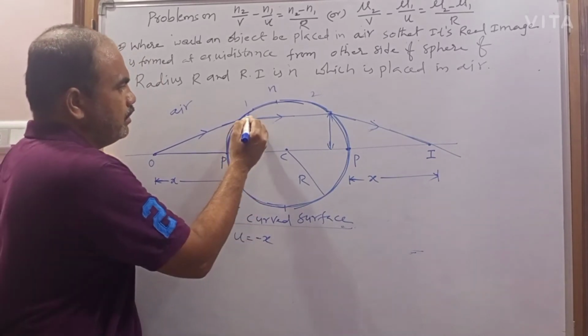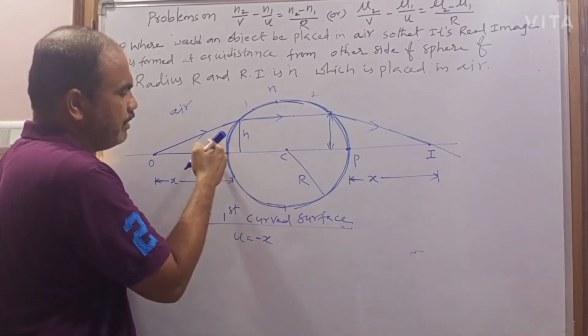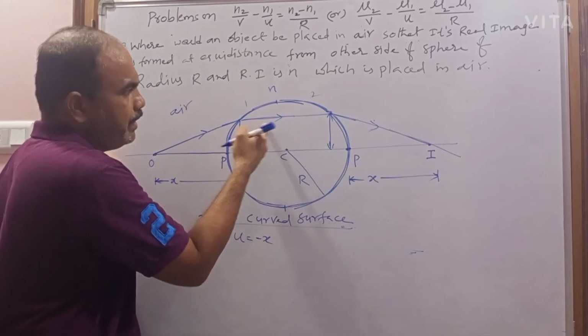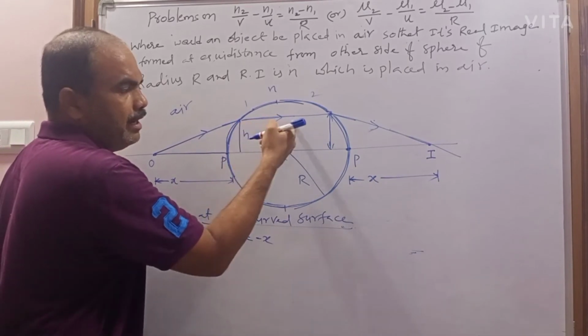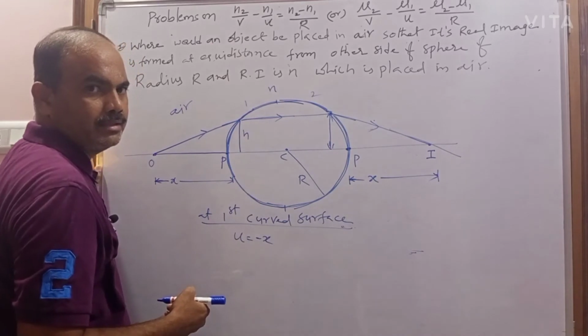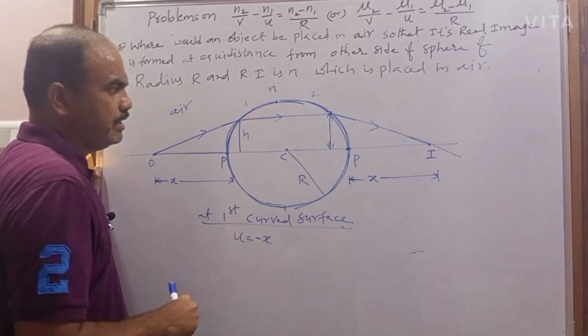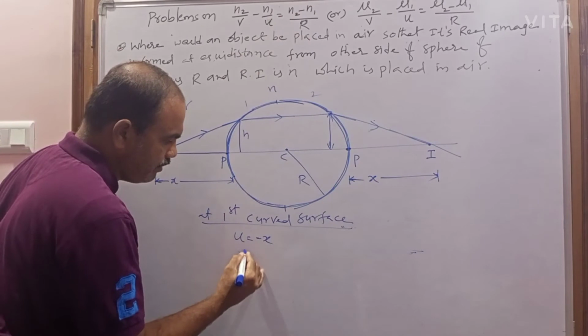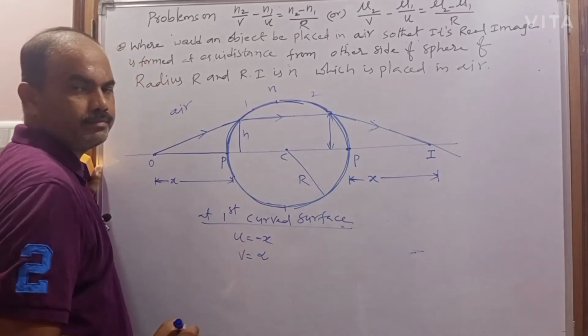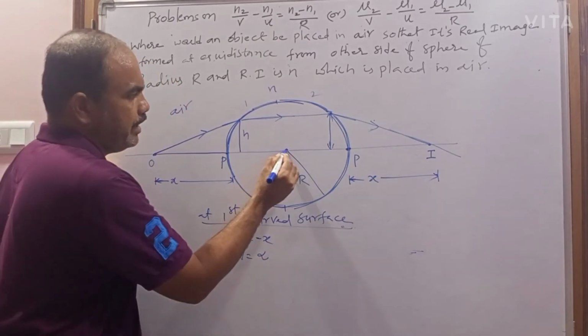Then this first curved surface can form the image where? At infinity. Why? Because this is the parallel ray, which is parallel to the principal axis. So the first curved surface forms the image at infinity. V equal to infinity.